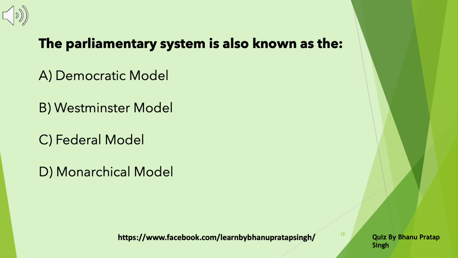The parliamentary system is also known as the A. Democratic model. B. Westminster model. C. Federal model. D. Monarchical model. Choose the correct answer. Answer B. Westminster model.